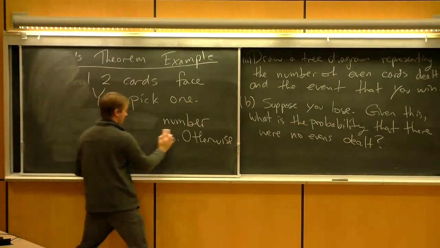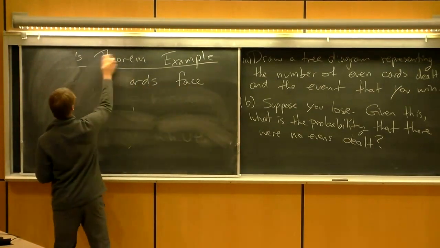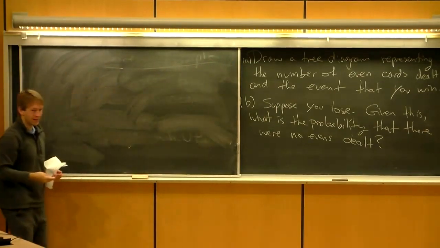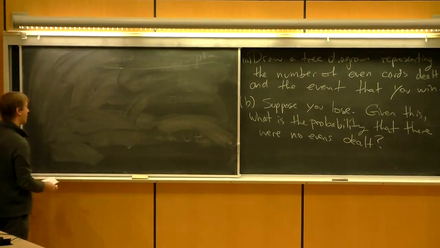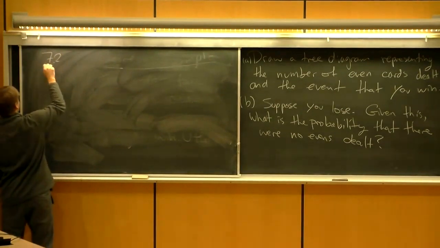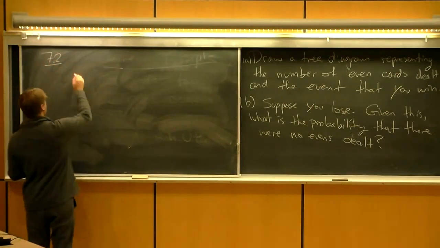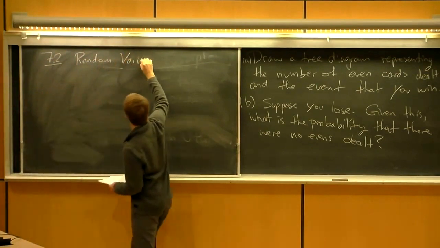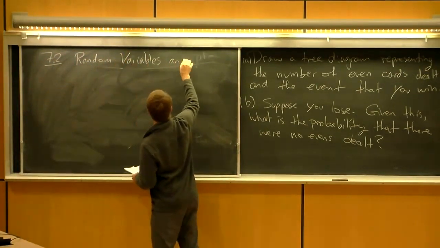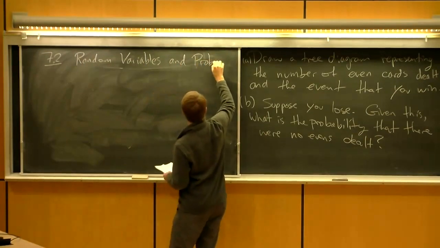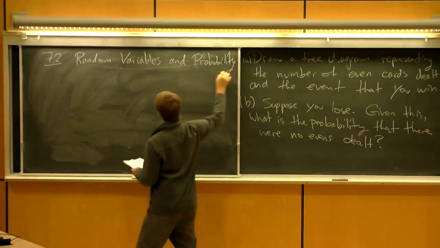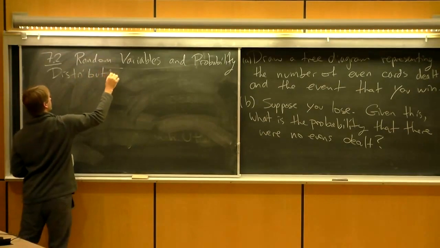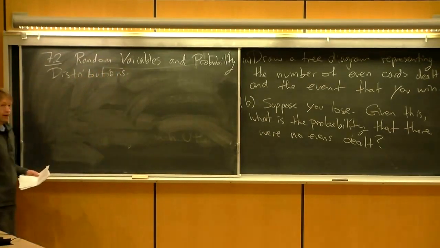I should say we're not doing all of chapter 7. In fact, we're not even doing all of each section of chapter 7. So today I'm going to talk a bit about 7.2. Specifically, I'm going to talk about random variables and probability distributions.